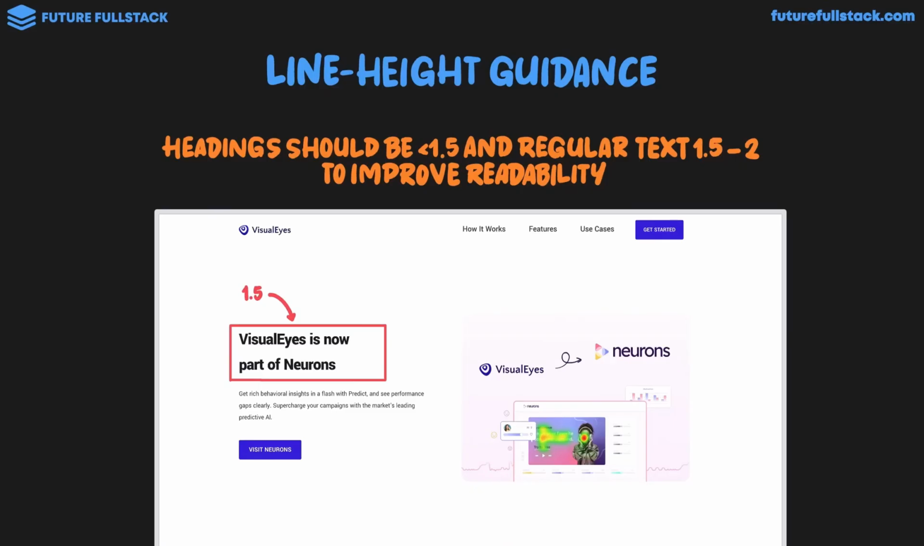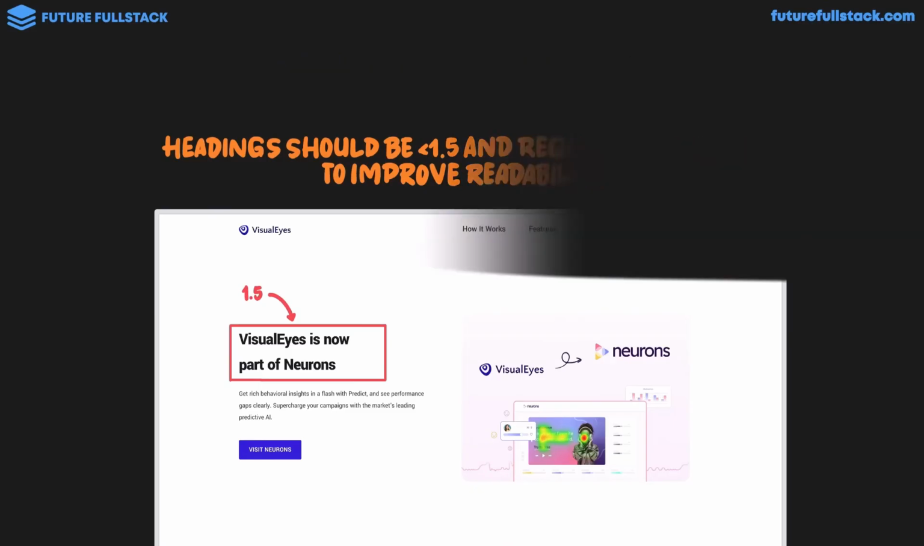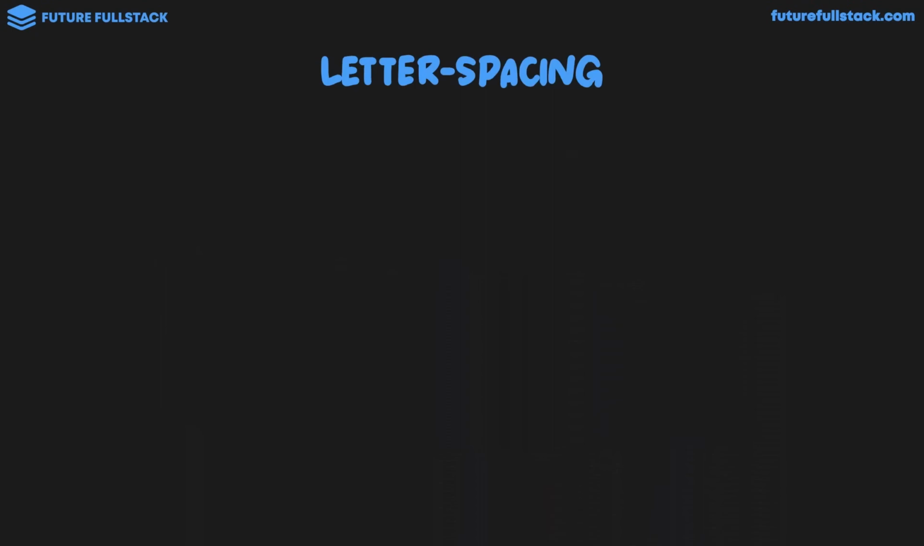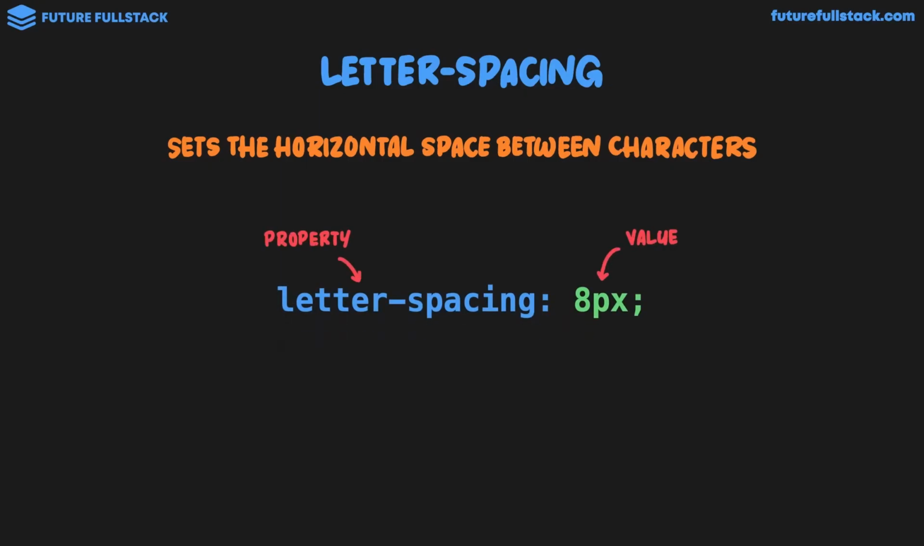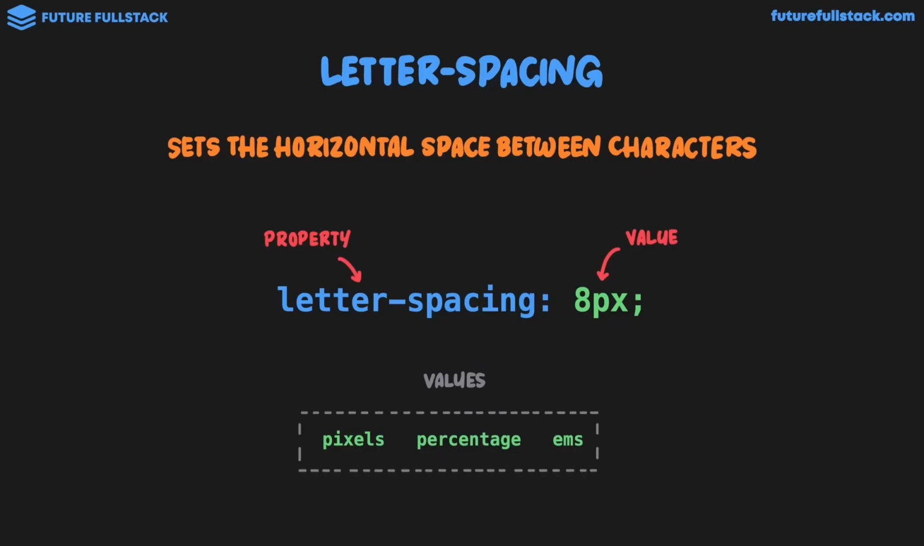Moving on to the last spacing property we will look at in this chapter, which is letter spacing. Letter spacing sets the horizontal space between characters. Letter-spacing is the property, and in this example, 8 pixels is the value. Values we can apply to the letter spacing property include pixels, percentages, and ems. Pixels are the most commonly used type of value for letter spacing.